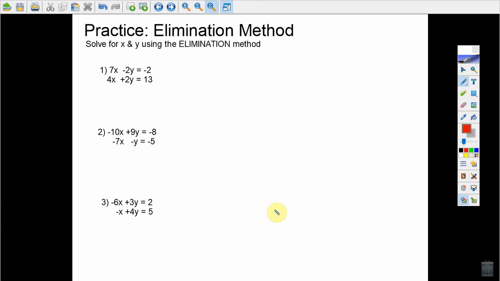Okay, I'll say it. Here are some practice problems for you to try. This is your homework. Have it ready for the next class.